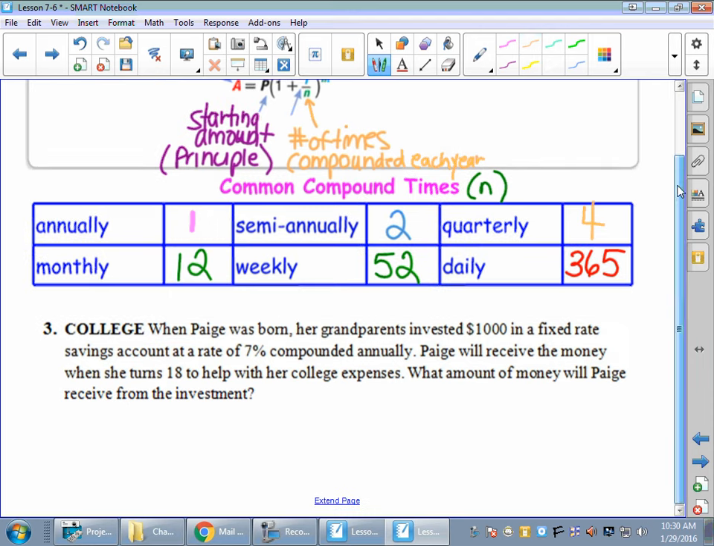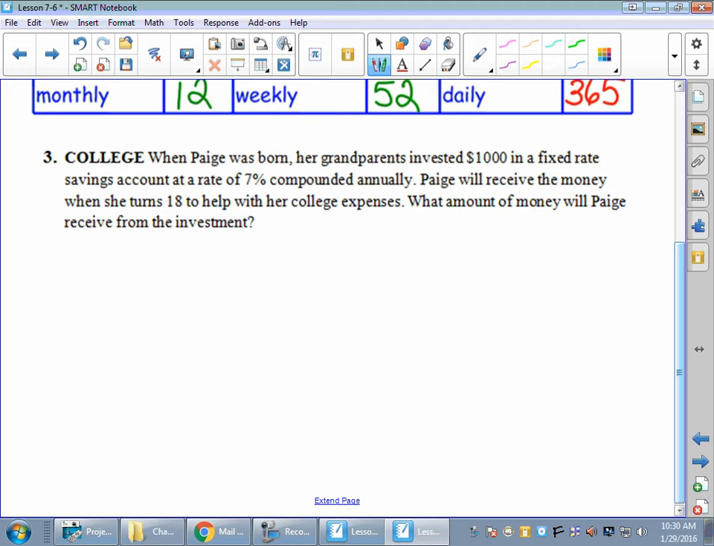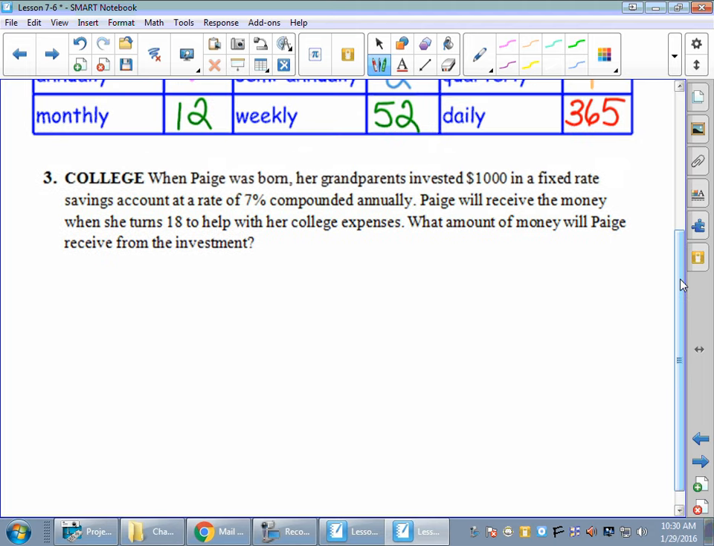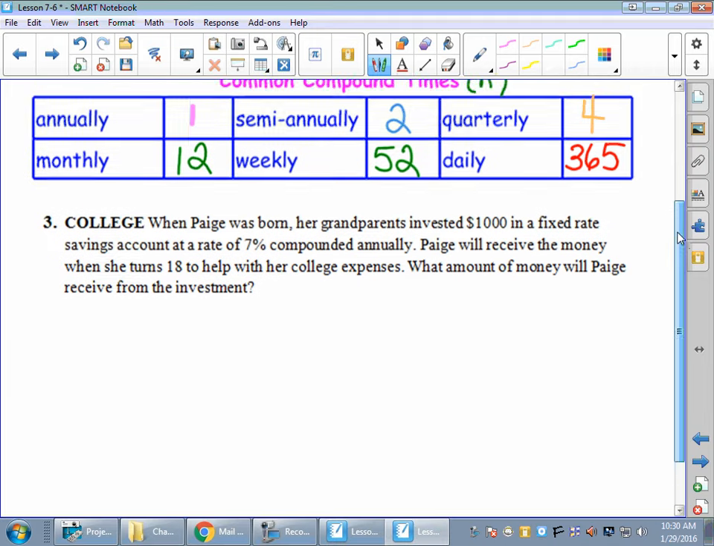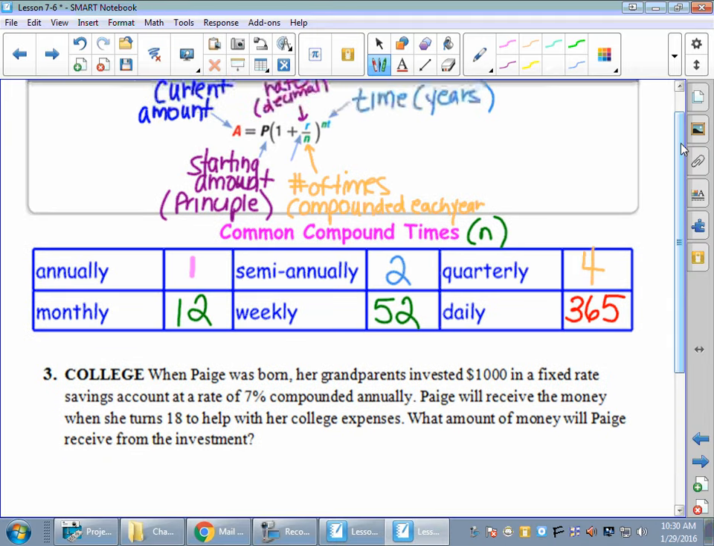So, last example. When Paige was born, her very kind grandparents invested $1,000 in a fixed rate savings account at a rate of 7% compounded annually. Paige will receive the money when she turns 18 to help with her college expenses. What amount of money will she have from her investment? So let's figure out all of our stuff first. So I'm going to scroll down so we can see.